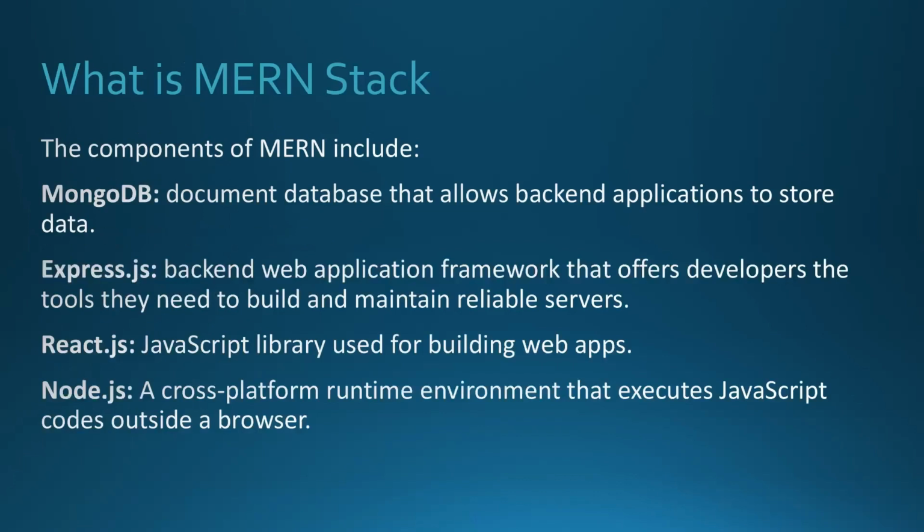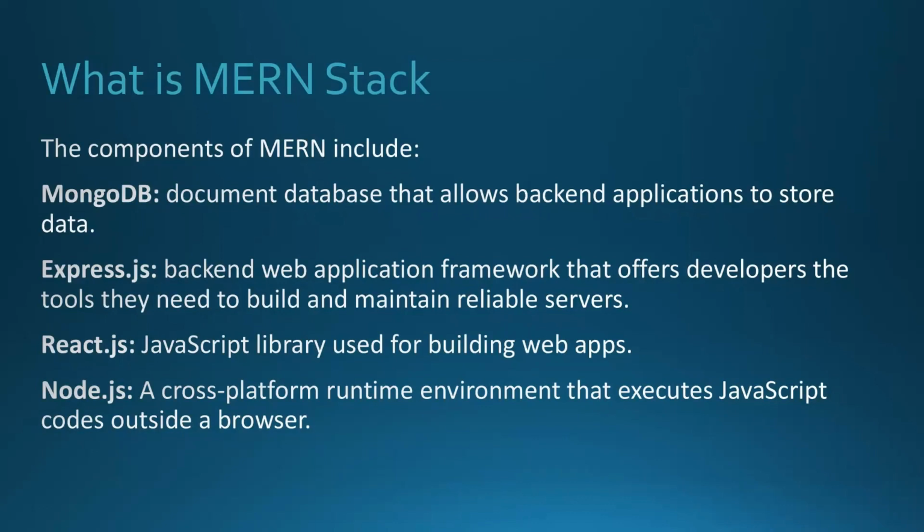Now let's discuss the technological stack which is used in this project. So we have included the MERN stack. The MERN stack includes four technologies: MongoDB, ExpressJS, React.js, and Node.js. MongoDB is a NoSQL database which allows us to store unstructured data in the form of documents. ExpressJS is a backend web application framework that offers the tools you need to build and maintain these services.